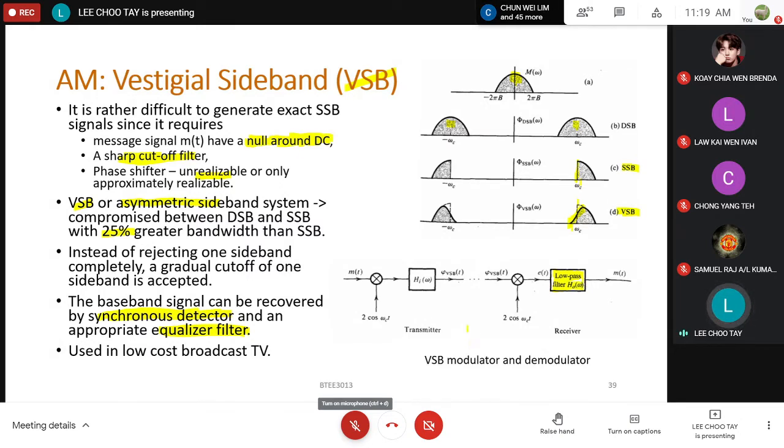And this technique used to be used in low cost TV broadcast. But I think nowadays, with a lot of TV transmission now being digitized, this technique is no longer in use. So that's just a bit of a development in amplitude modulation for your information.